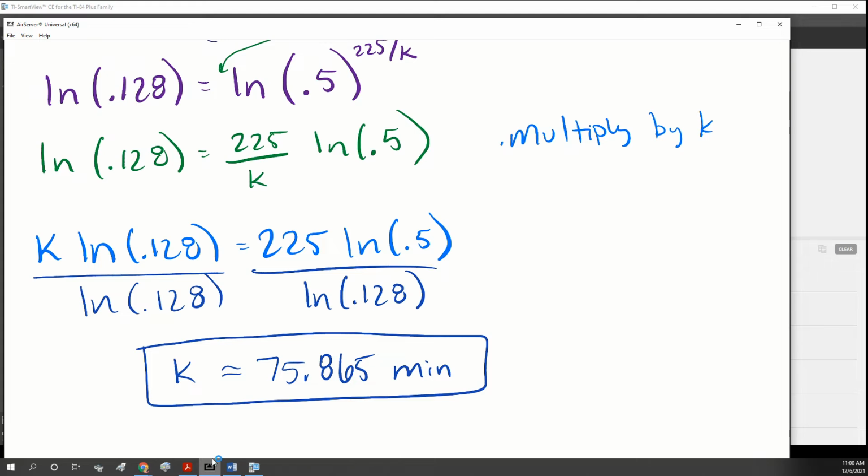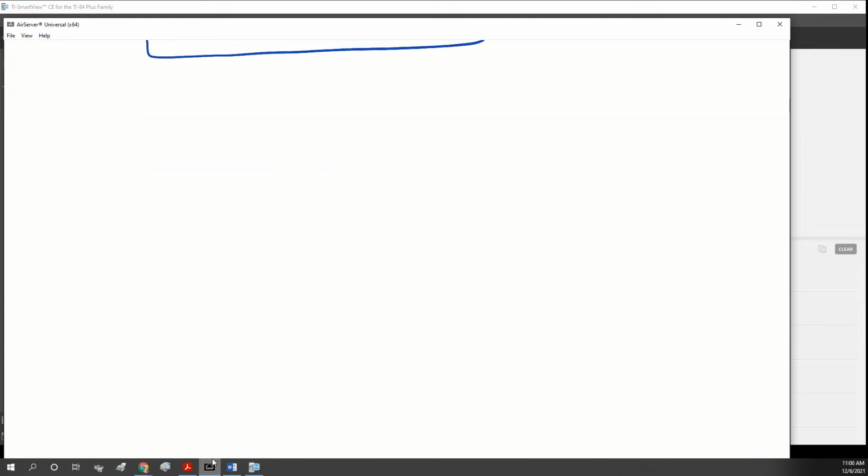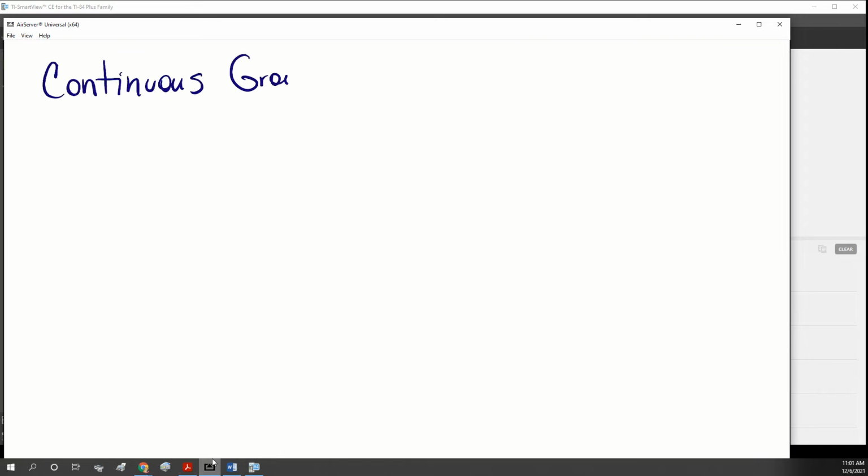All right, so bacteria grows exponentially with a base of E. So we're going to do a new formula that is actually the same formula we use for continuously compounded interest. So this is going to be continuous growth. I'm going to call it h of t is equal to a e raised to the kt. A is still the initial amount.